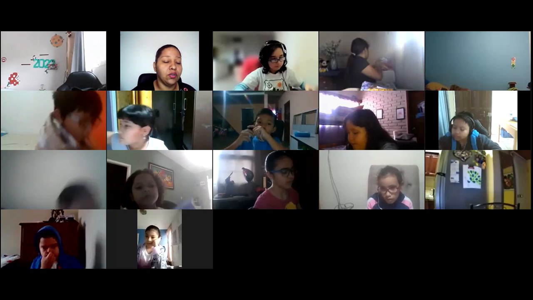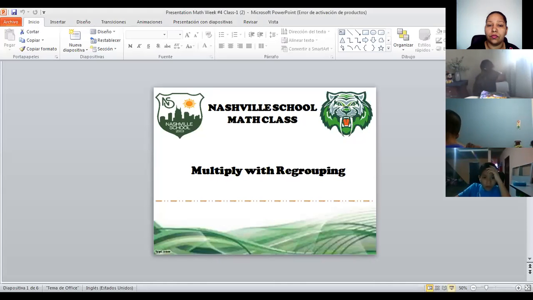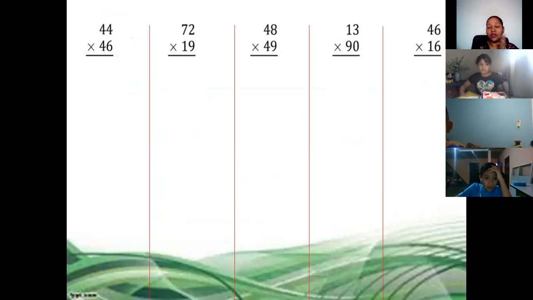So we're going to use the notebook today. So be ready with your notebook, your pencil, all the materials that you need, because you're going to write some exercise. So let me know if you can see the screen. Okay. So over there, as you can see, we had 2 digits multiplications, okay? So we had 44 times 46, 72 times 19. And this one, you are going to do it by your own, okay? Nobody's going to write in the screen. You can send me the answers through the chat, okay?